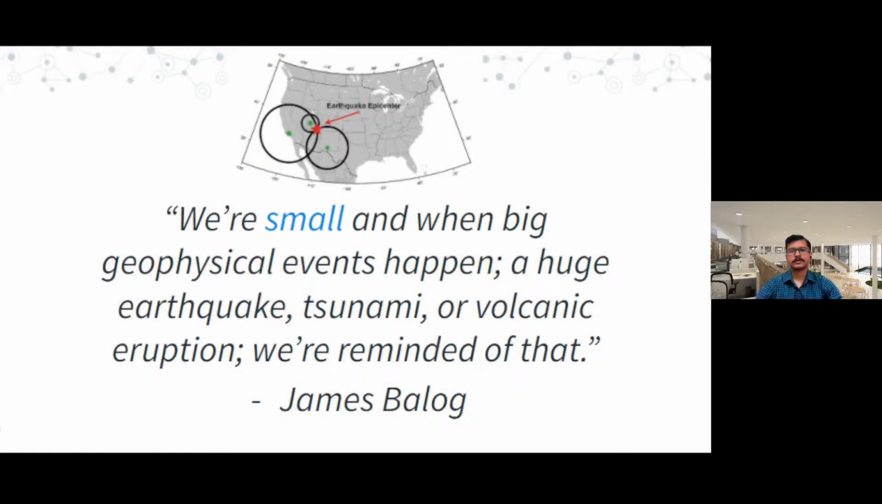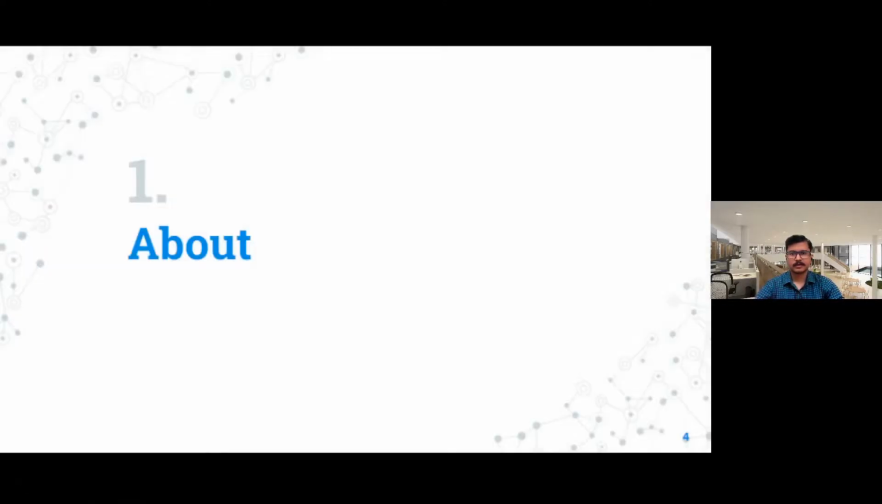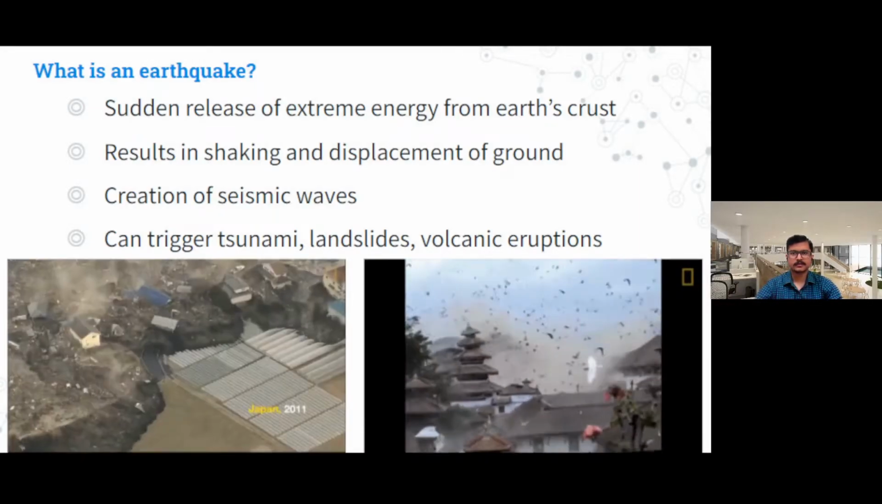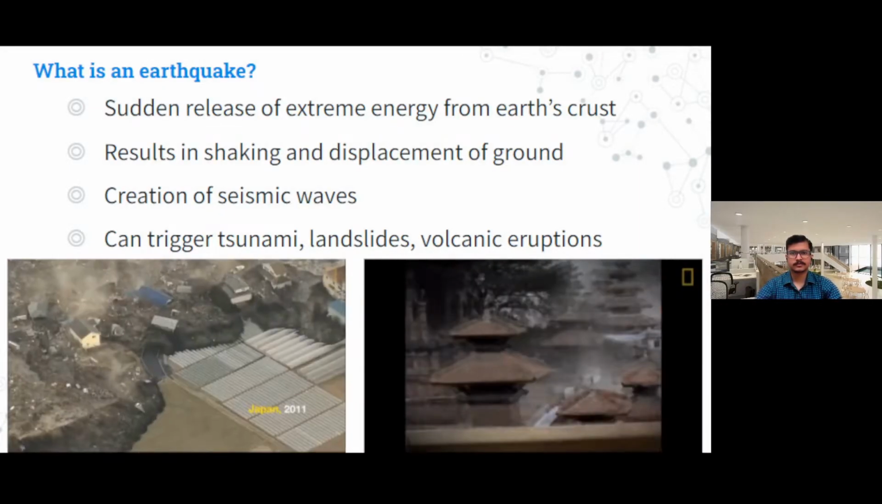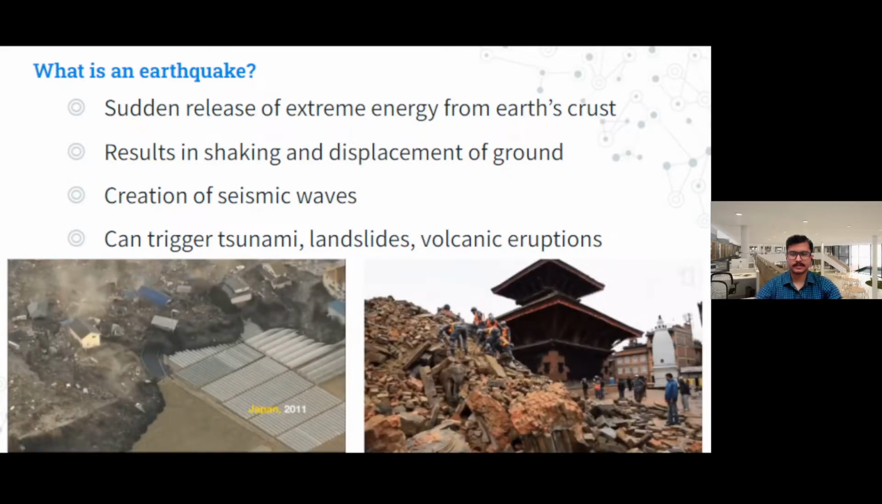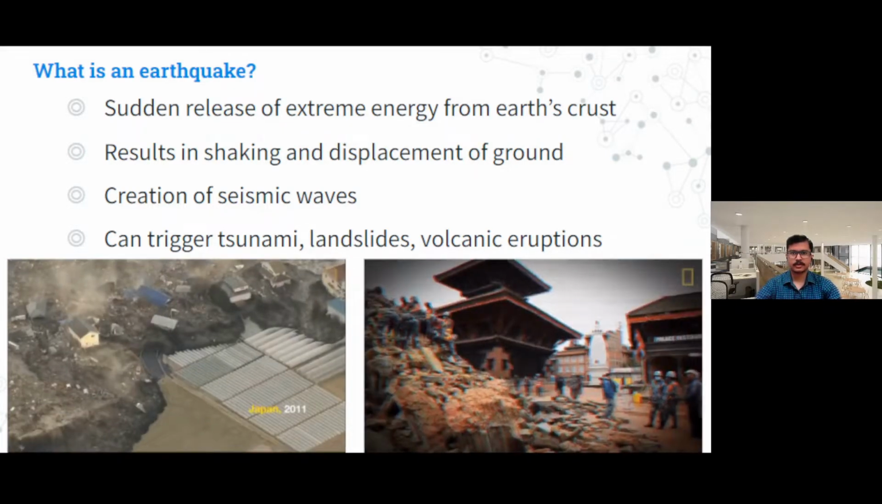And with this quote by James Ballock, let's get started and talk about earthquakes. So what is an earthquake exactly? An earthquake occurs when two blocks of earth suddenly slip past each other with a sudden release of energy. The surface on which they slip is known as the fault or the fault plane.